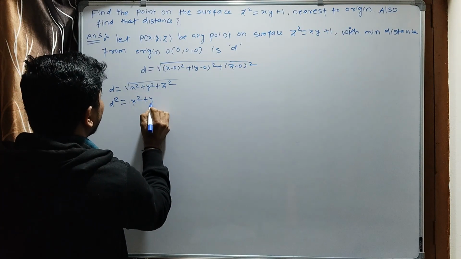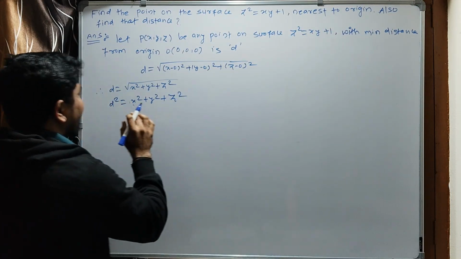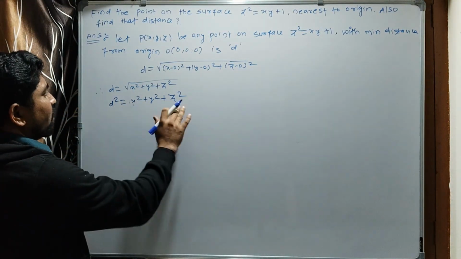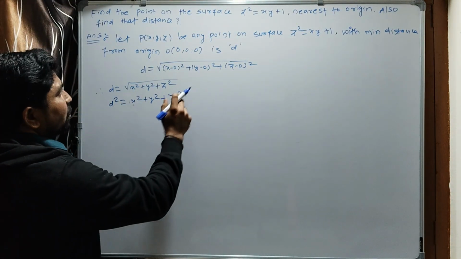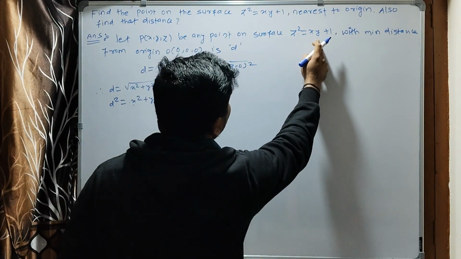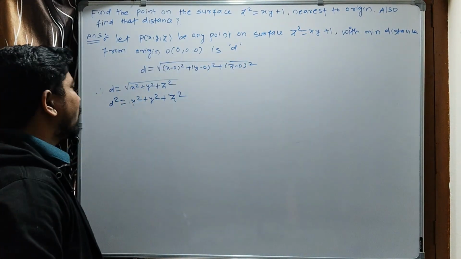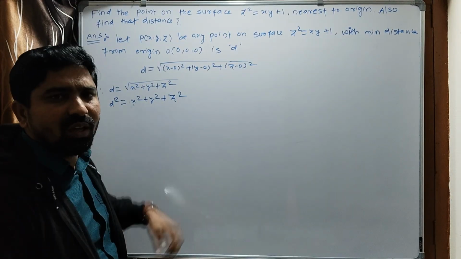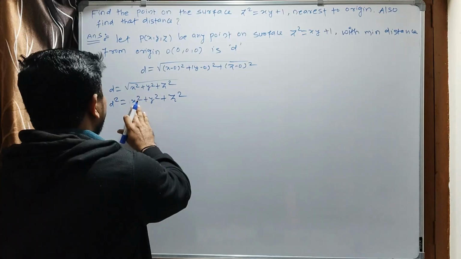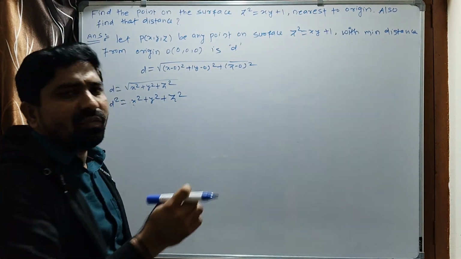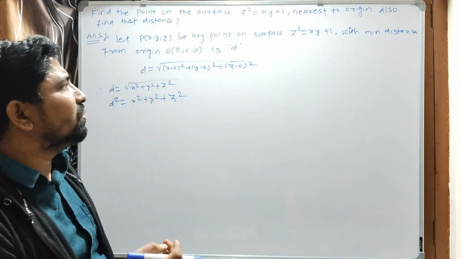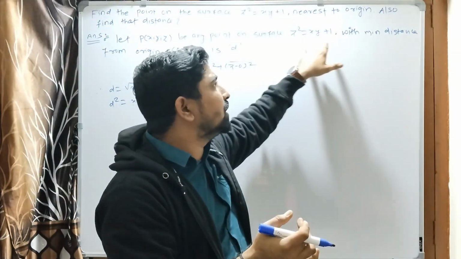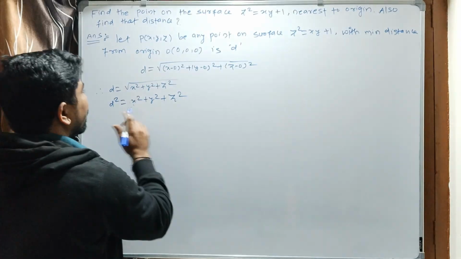This is the same as x square plus y square plus z square. So here d equal to square root of x square plus y square plus z square is the same as d square equal to this. Now my surface is z square equal to xy plus 1. So here I want to convert. This is my function, d square equal to x square plus y square plus z square, a function in 3 variables. But here these 3 variables are tied up with some condition, with some relation. That relation is z square equal to xy plus 1. That is my constraint.